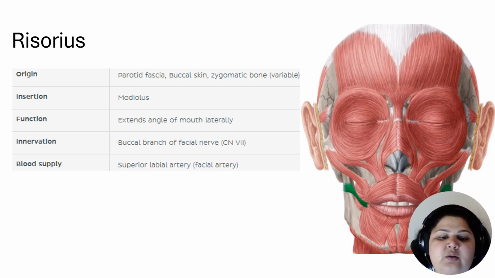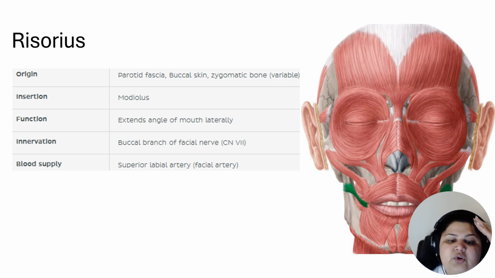Risorius. Origin: parotid fascia, buccal skin, zygomatic bone. Okay, parotid fascia, right here, because that's where the parotid gland is. Insertion is modiolus. Function, actions, pulls angle of mouth laterally. So this is what they do laterally. Okay. Buccal branch of facial nerve, right? Anything that is around this area is usually innervated by the buccal branch. Blood supply, superior labial artery, facial artery. So anything that's right here, the blood supply would be the superior labial artery. That's a facial artery.